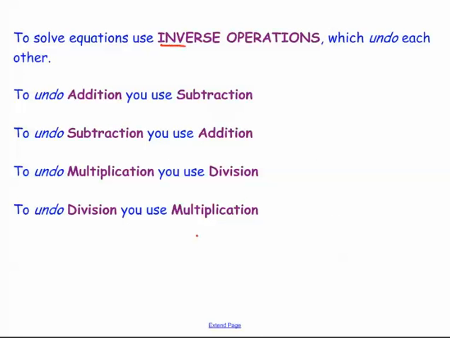When we're talking about inverse operations, to undo an addition equation, you're going to subtract. To undo subtraction, you're going to use addition. Doesn't that make sense? Addition and subtraction are opposite of each other. And if I want to do a multiplication, then I'm going to use division. If I have to undo division, I'm going to use multiplication.